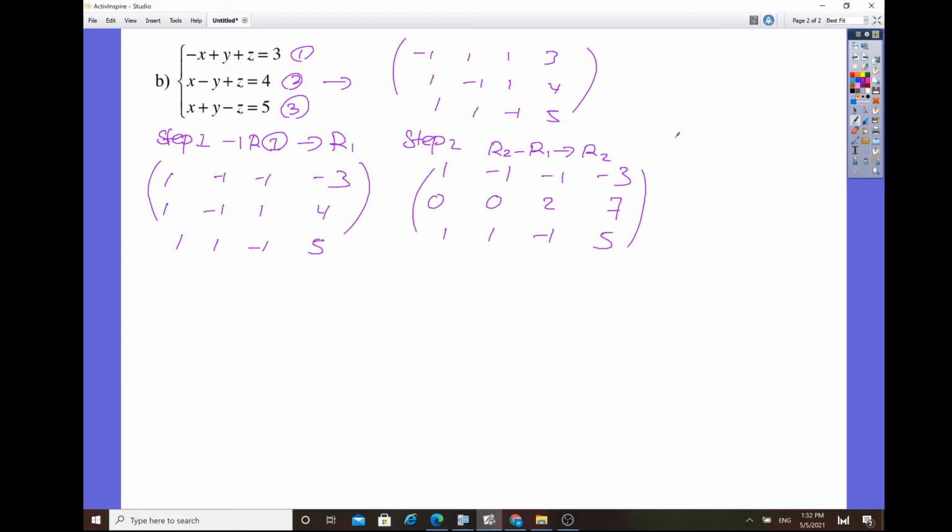Okay, so the next thing that we can do, step 3. So this entry here, we want to convert that to 0. So the easy way to do it, subtract row 3 and row 1, place that in row 3. Okay. So 1 minus 1, 0. 1 minus negative 1, 2. Negative 1 minus negative 1, 0. 5 minus negative 3, 8. So everything else, just carry them over.